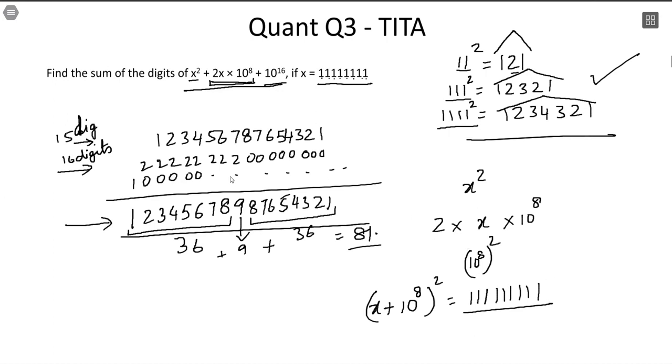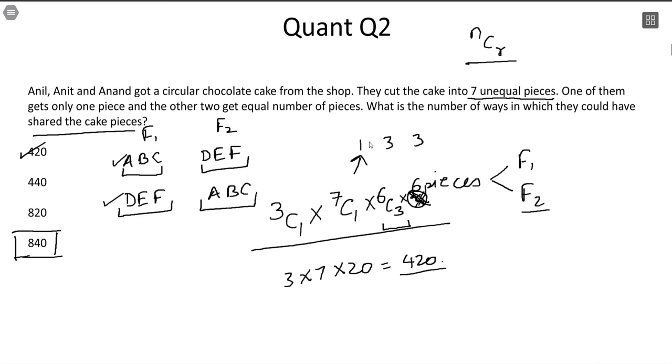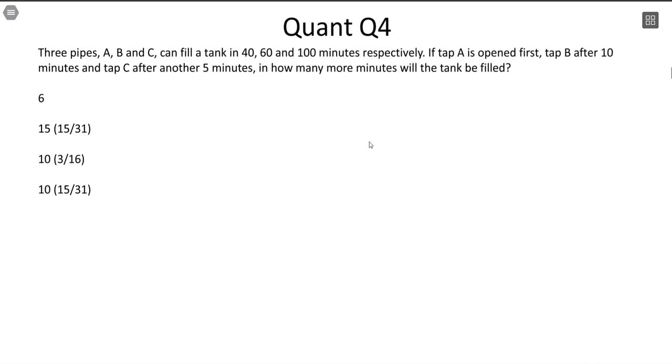In either case, your answer will continue to remain 81 for this question. So I have 16 here, 420 here, 81 here. Okay, let's look at this question now.